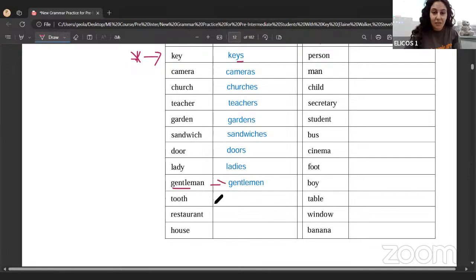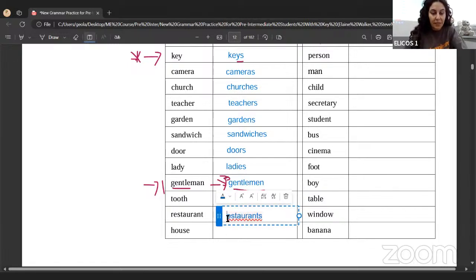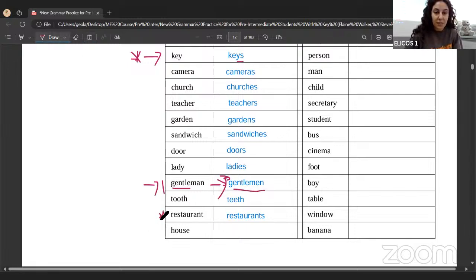And yeah, we say 1 gentleman, we say 3 gentlemen. So the plural is the same word as the singular. Tooth, teeth, restaurant, restaurants, yep. And just remember, this is the British Australian spelling, which is different to the American spelling. So make sure you know to spell this word this way, because the American have a different spelling for this word in the singular and the plural.